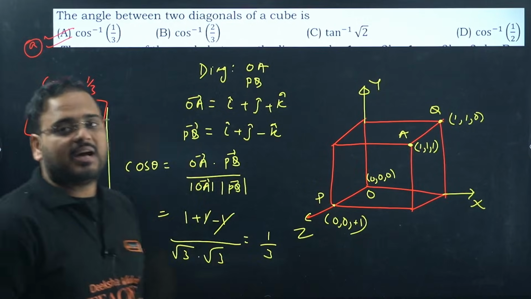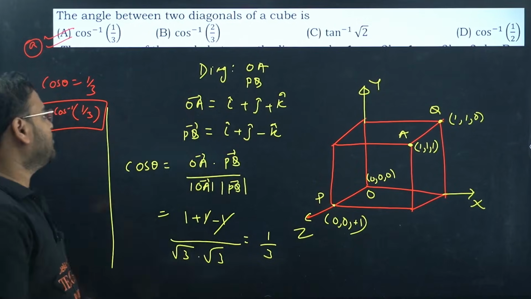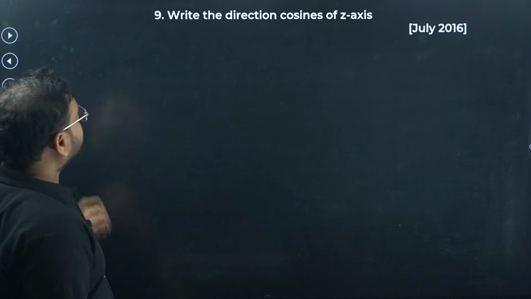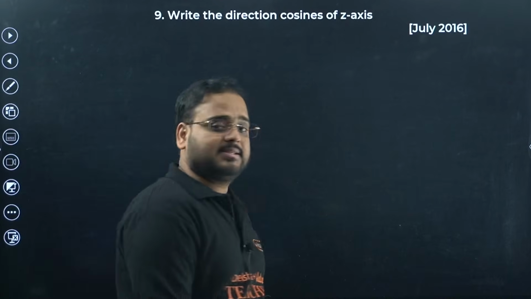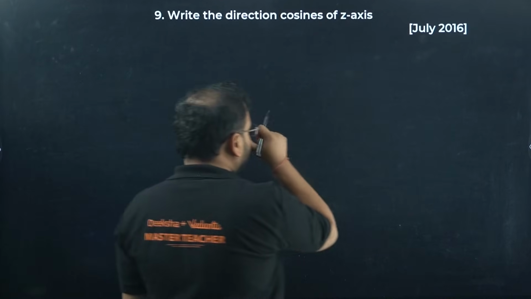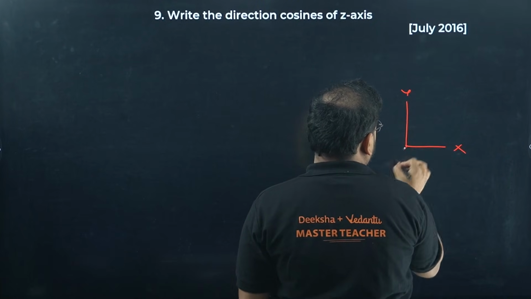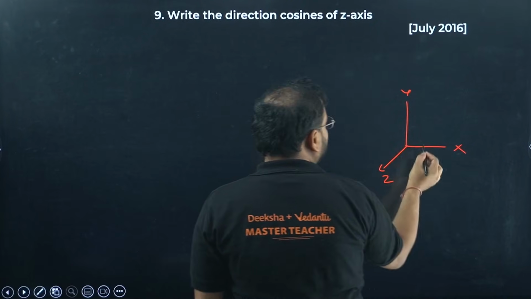Okay, so this is the end of your MCQ set. Next, 2 marker. Write the direction cosines of the z-axis. If I'm talking about the z-axis here, with x, y and z, the angle of z with x will be what?